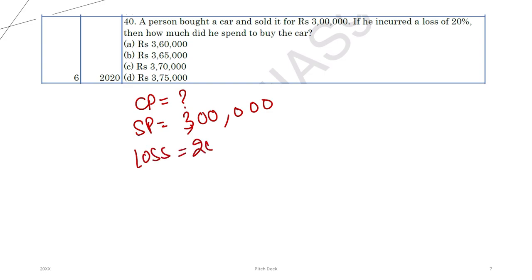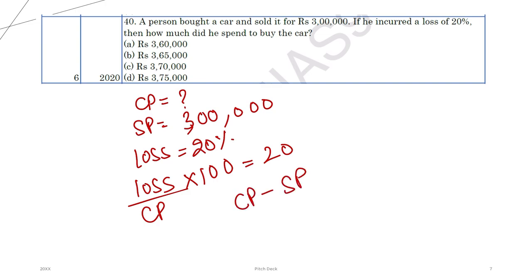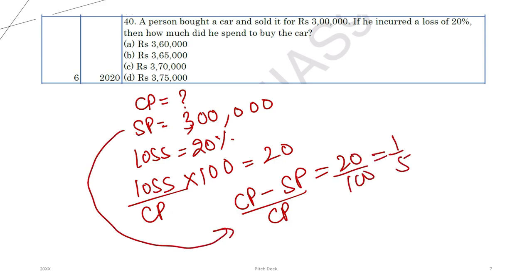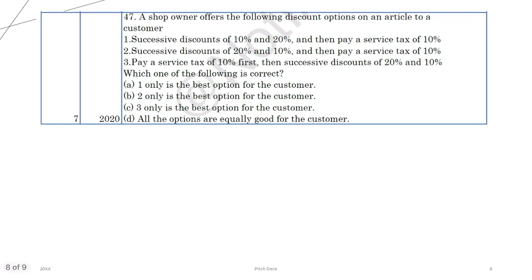So let's say the loss percentage formula is loss divided by CP into 100 is equal to 20. Loss is what? Selling price minus CP or CP minus selling price? CP minus selling price divided by CP is equal to 20 by 100, which is 1 by 5. Put the value of SP here, you will get the value of cost price. And this is how you calculate. This is the easiest of the questions. Why? Because it's just an application based formula of loss percentage. Moving on, this is the last question for profit loss.